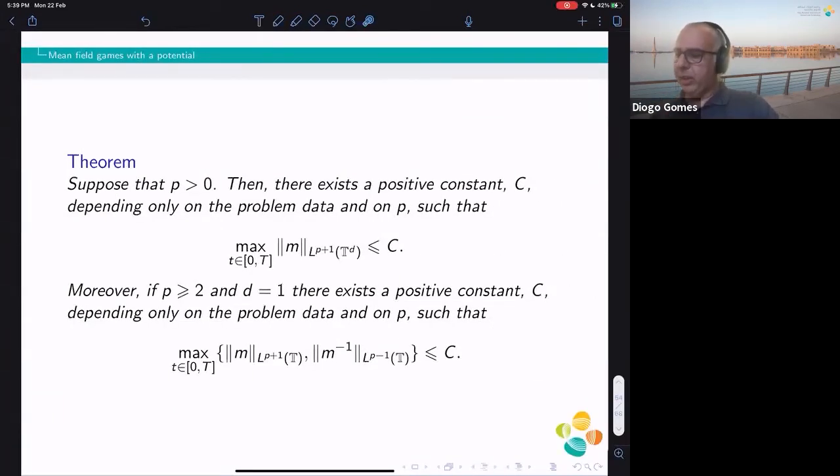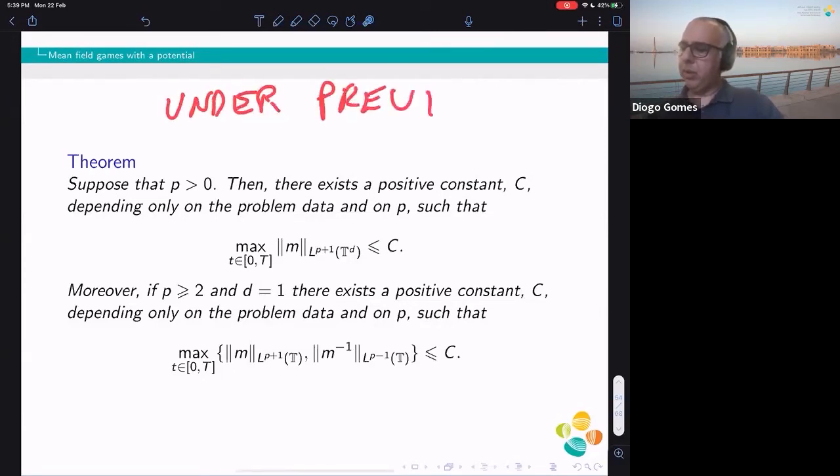So if you have this, then, and of course this is a theorem under the previous assumptions. So we have a potential under previous assumptions.